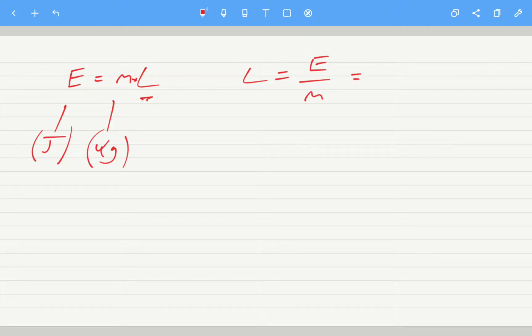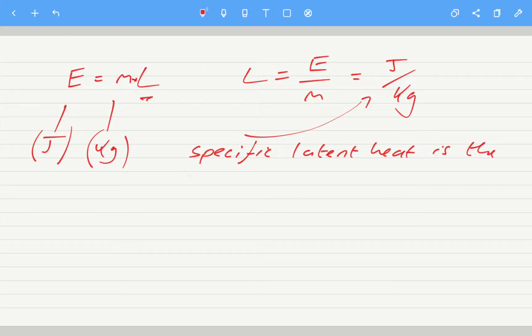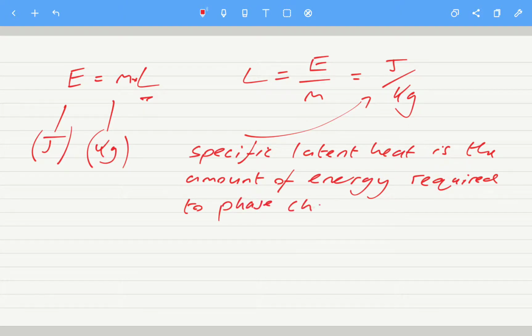And we can look at the units there. So energy is measured in joules divided by mass in kilograms. So latent heat is joules per kilogram. From that, we could write specific latent heat. So just give me a second. You could do this in your exam if that's your definition. So specific latent heat is the amount of energy required to phase change 1 kilogram of a substance. And with the definitions that you've got from earlier, if it asks for fusion, you specifically talk about solid into a liquid or liquid into a solid. If it asks about vaporization, then it's liquid into a gas or gas into a liquid.